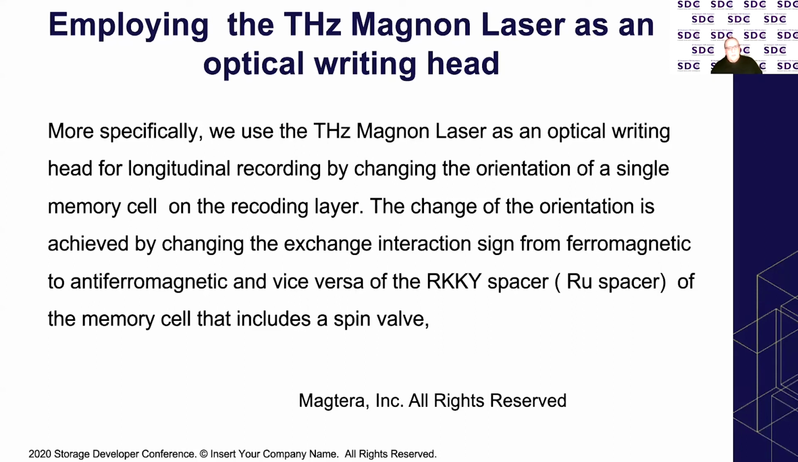So again, what we are going to do is use the THz Magnon Laser as an optical writing head for longitudinal recording by changing the orientation of a single memory cell on the recording layer. The change in orientation is achieved by changing the exchange interaction sign from ferromagnetic to antiferromagnetic and vice versa in the RKKY spacer. Usually it is a ruthenium spacer, but other metals can be used, like copper. For copper, the RKKY interaction is a bit weaker than for ruthenium, and antiferromagnetic coupling is achieved at 7 angstrom instead of 8. But basically the effect is the same. The ruthenium spacer is very good because the RKKY interaction survives really high temperature and will be stable for room temperature applications.